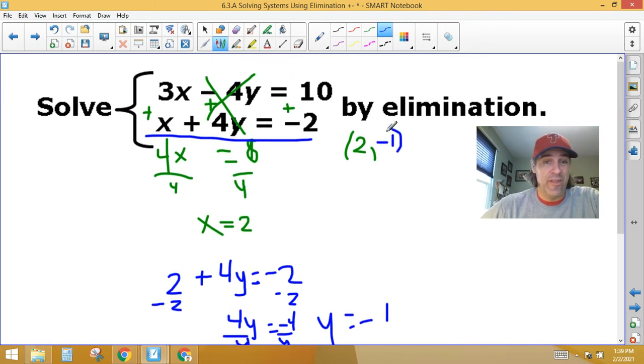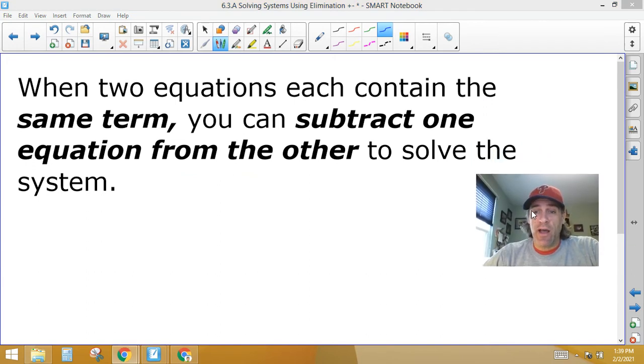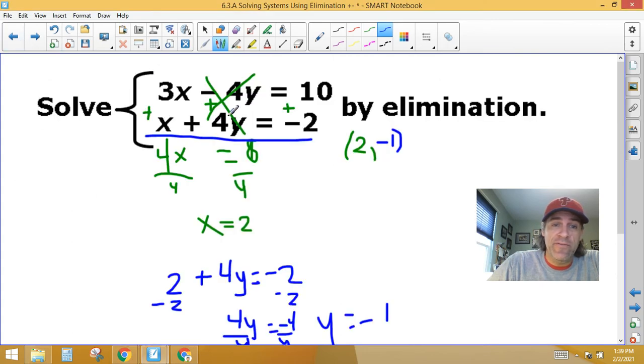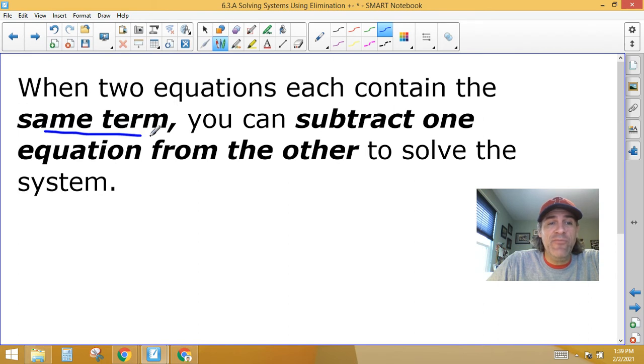This is a little bit shorter than the substitution method. It doesn't always line up and work out, but when it does, you want to pounce on it. Sometimes, if the equations contain the same term, not opposite terms, the last one, we had a positive 4y and a negative 4y. If they have the same term, to cancel them out, we need to subtract the equations from each other. And then it's the same exact process.